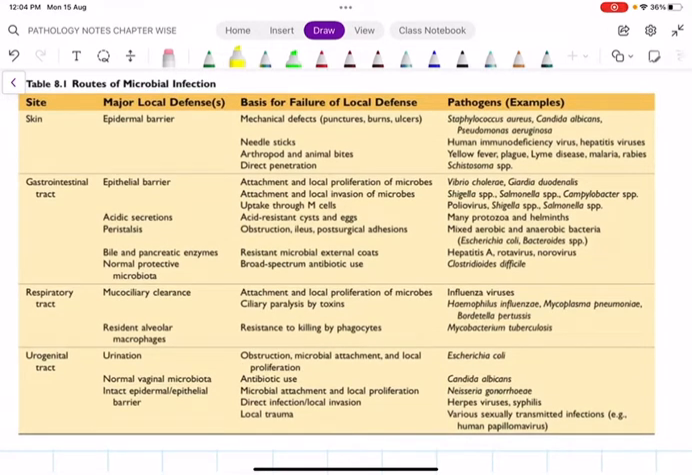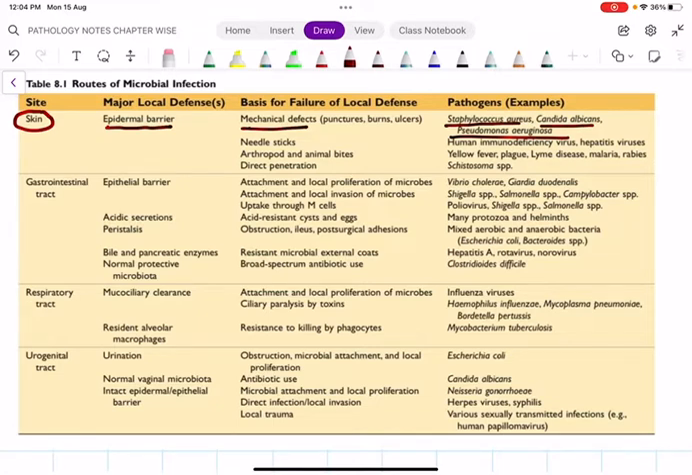For example, skin. Okay, we have skin. And we have the epidermal barrier. So in skin we have the epidermal barrier, that is the major local defense. And whenever there is a mechanical defect, what will happen? What are the possible microorganisms which may enter the body through this mechanical defect? Answer is Staphylococcus aureus, Candida albicans, and Pseudomonas aeruginosa.